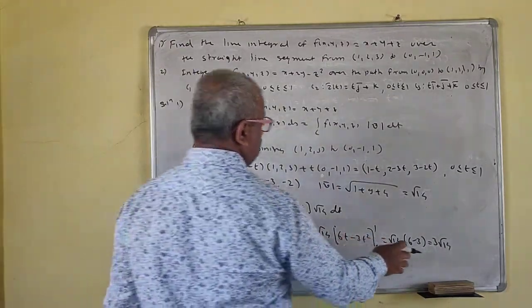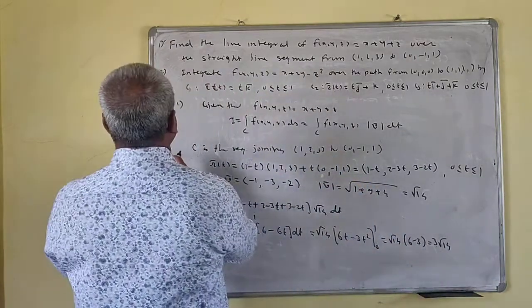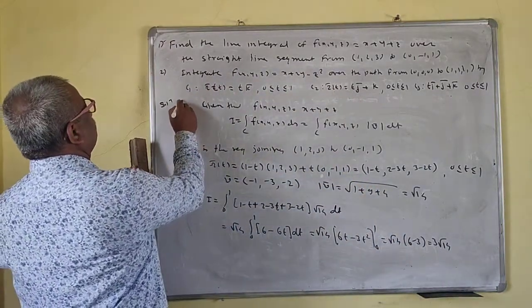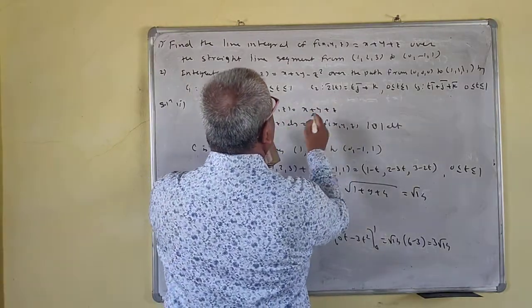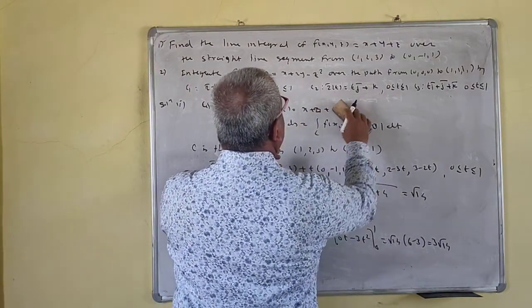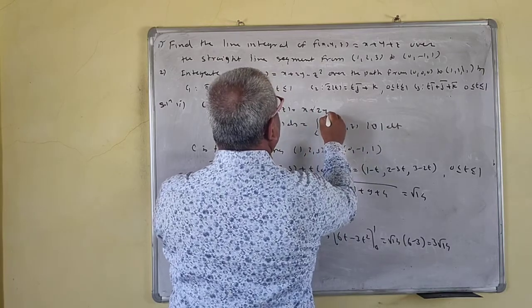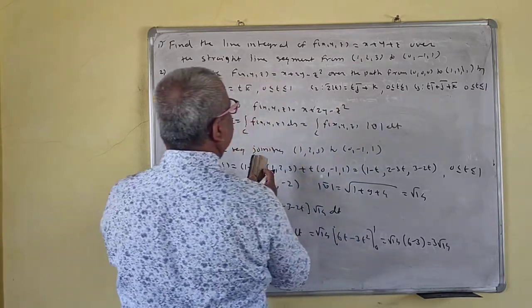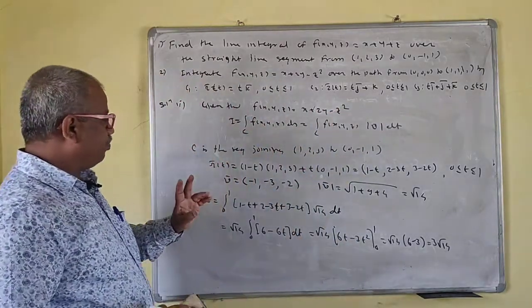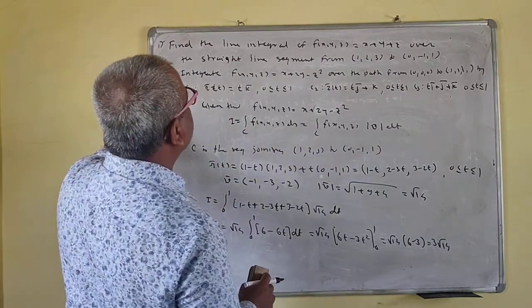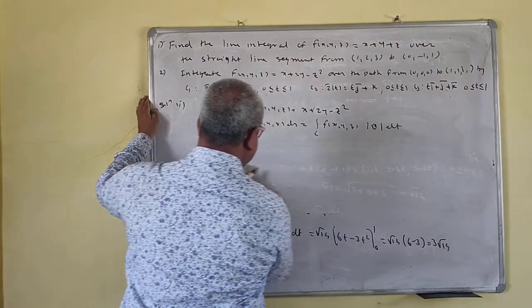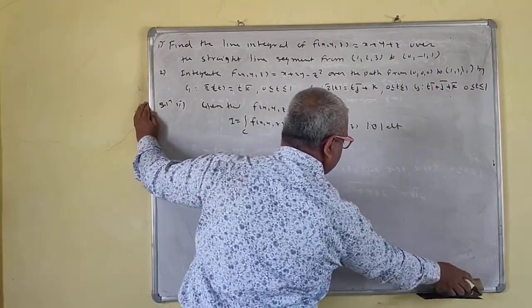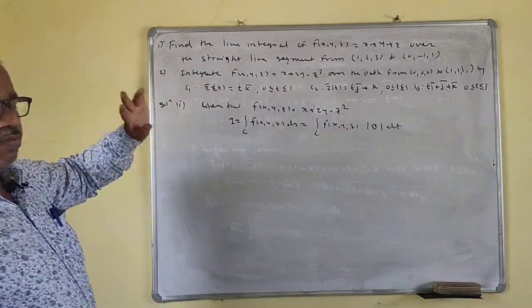Now we go to the second one. Solution of the second. Integrate f of x, y, z, which is x plus twice y minus z square. Now this is set. C is made of separate pieces, so there is a separate problem for each one.